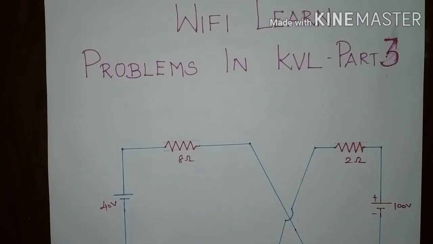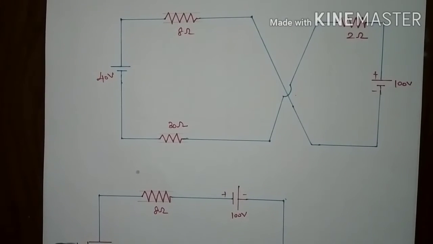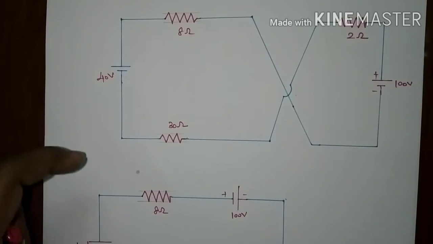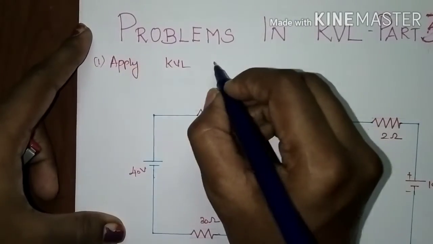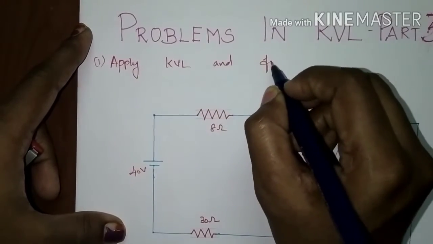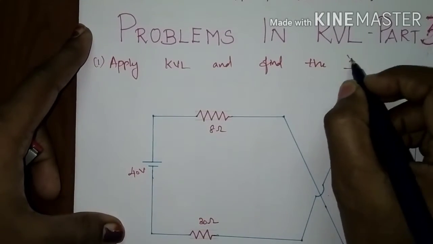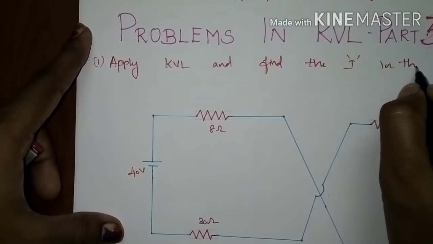Okay, let's move on to today's problem. In this problem, they have asked us to find the value of the current flowing through the branches. They have asked us to apply the KVL and find the current flowing through the circuit. We can use the KVL to find the current in the networks.